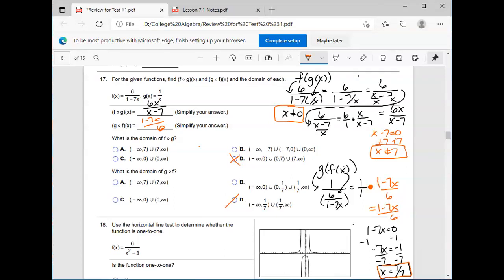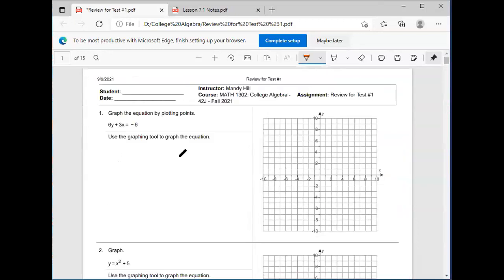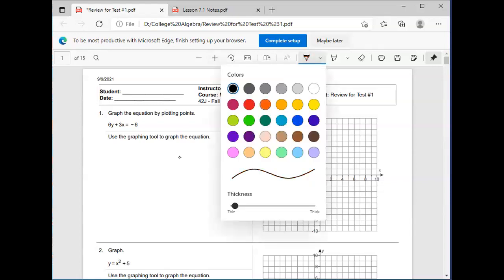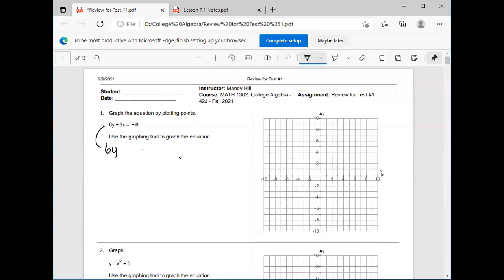Okay. Let's scroll back up here to number 1. So if I want to graph this problem, how many of you are going to use the intercepts? Anybody? I think we decided that nobody was going to use the intercepts. I would have used intercepts for this one, but that's okay. Most of you told me you would solve this for y and go to your graphing calculator.